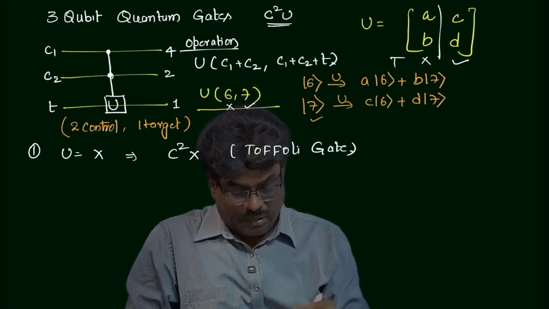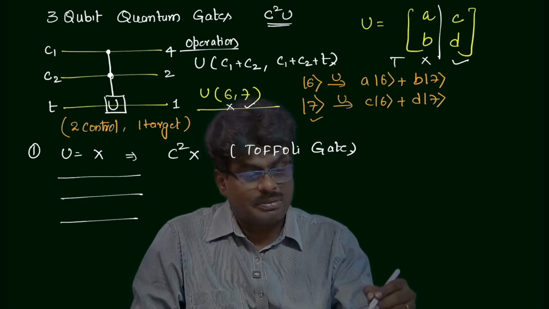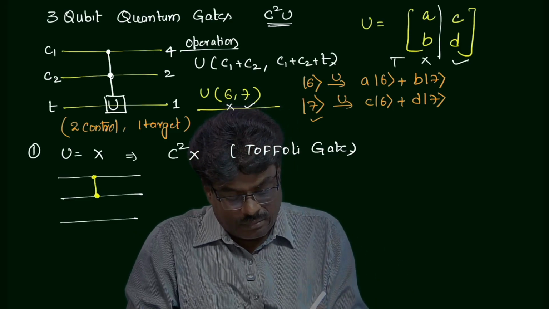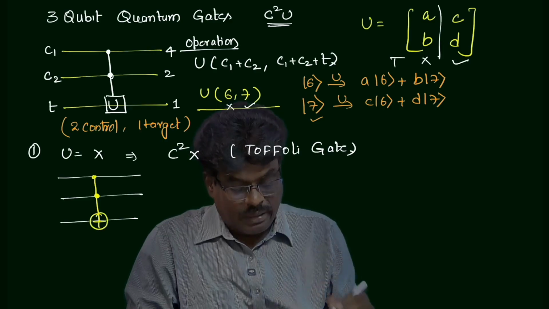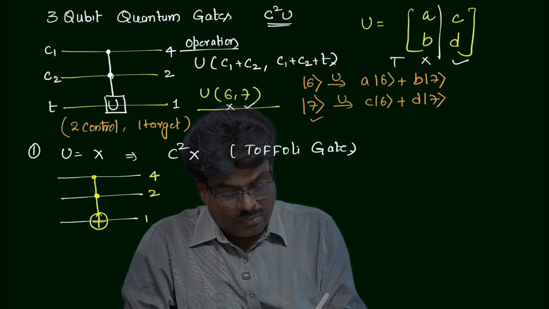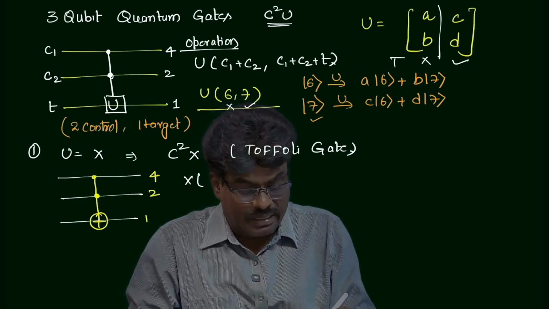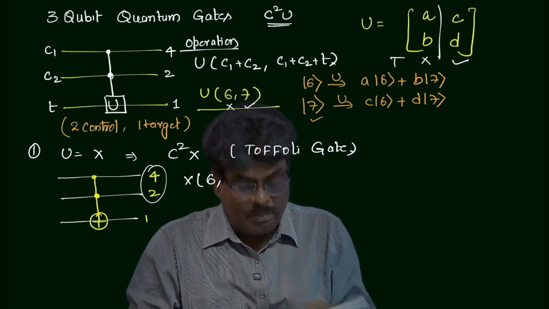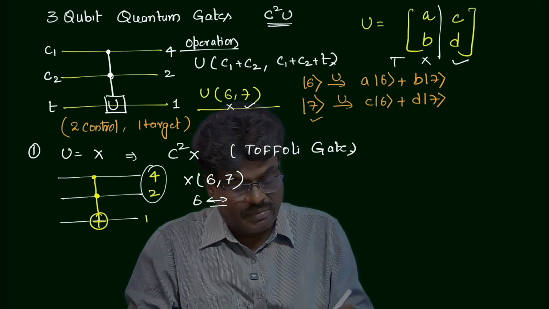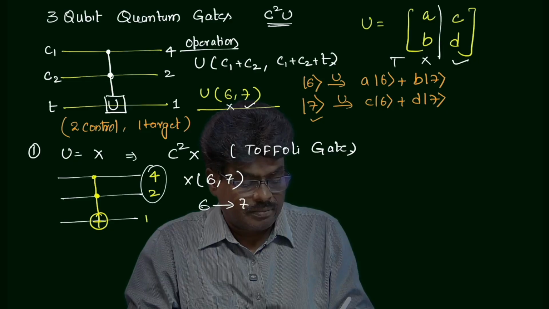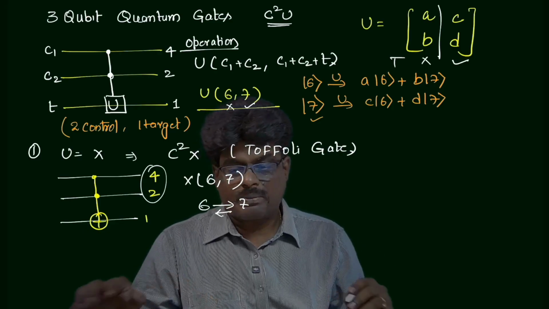Right. Okay. Now here you have 3 quantum bits, sorry, 3 quantum states. In the place of U, you have this X gate, 1, 2, 4. So the operation is nothing but X of 4 plus 2, 6, comma 6 plus 1, 7. That means it flips 6 to 7 and 7 to 6. That's it.